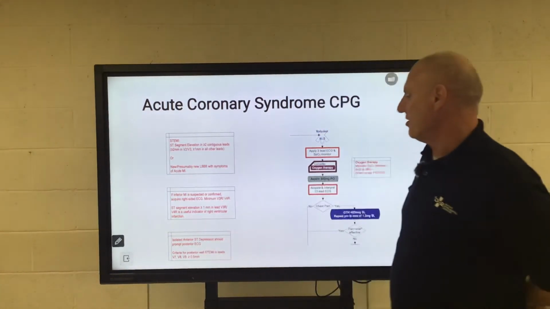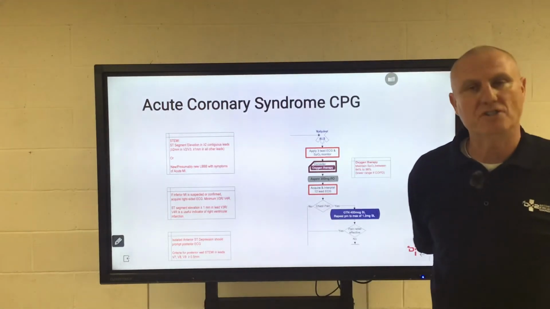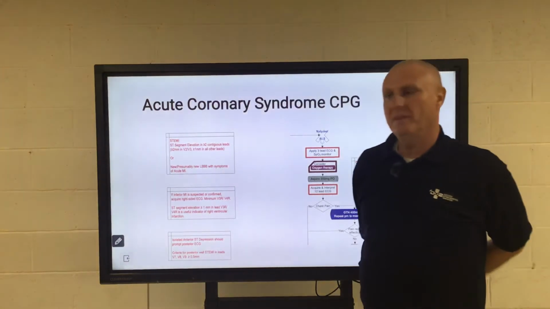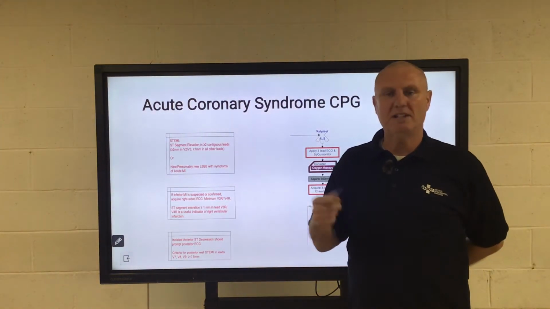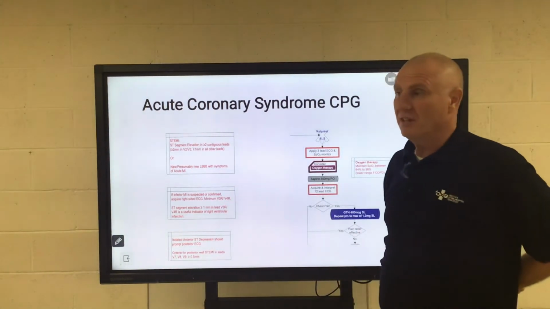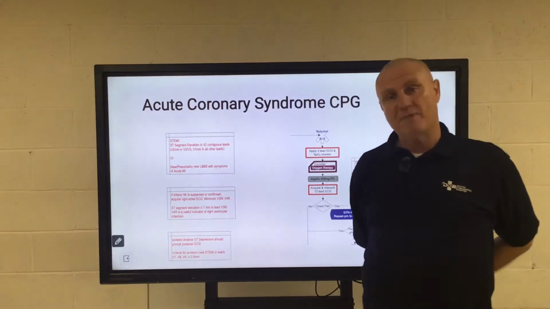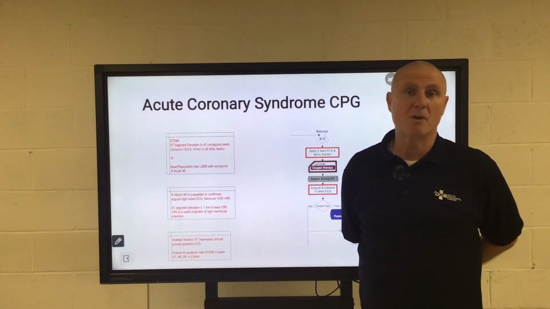The last one here says isolated anterior ST depression should prompt a posterior ECG. So if we see ST depression on the anterior leads with no elevation anywhere else, we need to have a look around the back because that's probably where the MI is. And remember, we have plenty of blood vessels around the back of the heart and on the lateral walls of the heart. It's just we don't happen to look there at the moment.